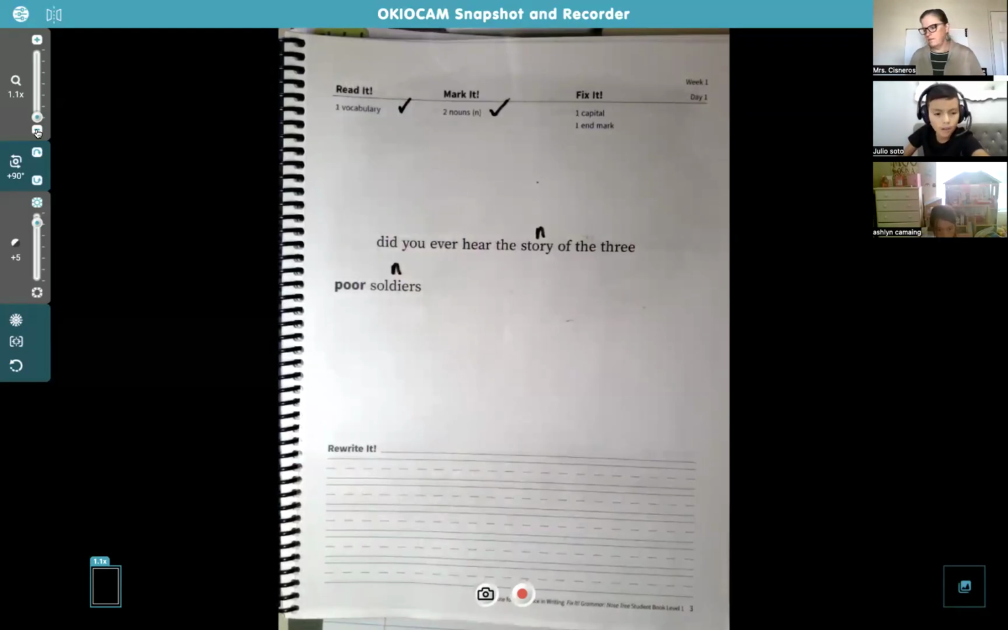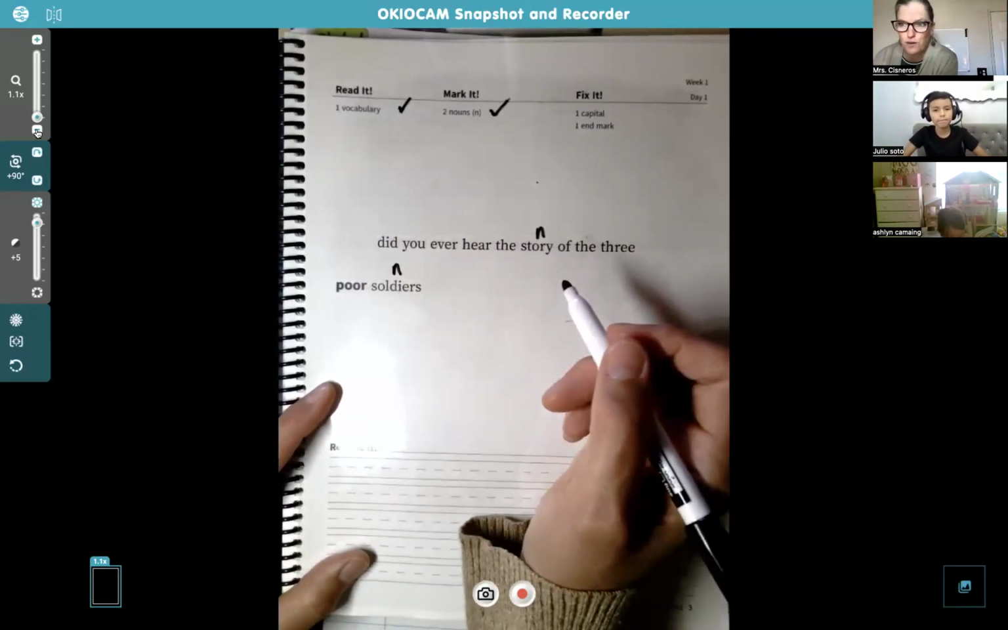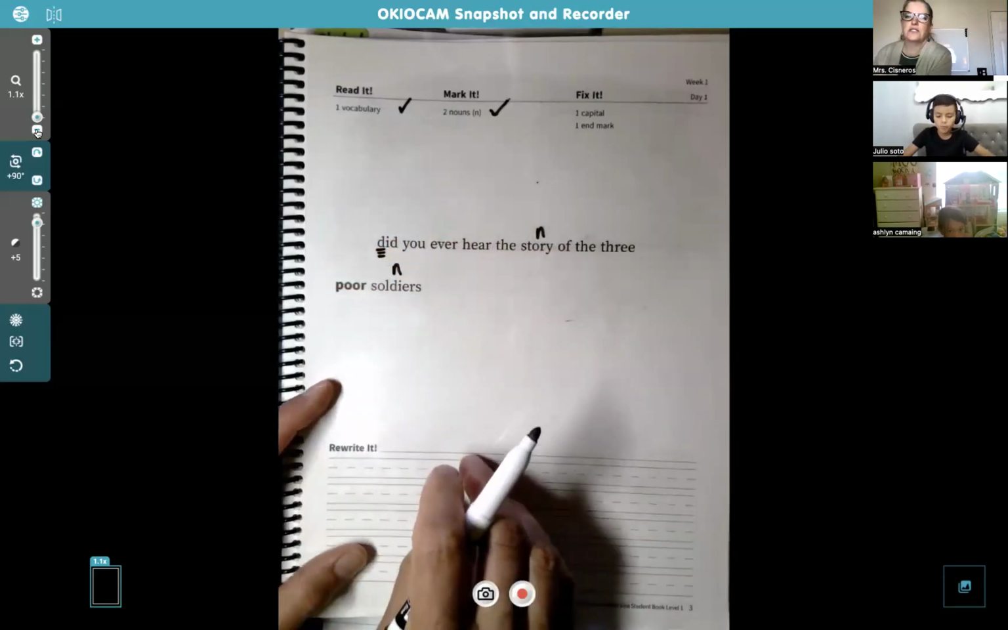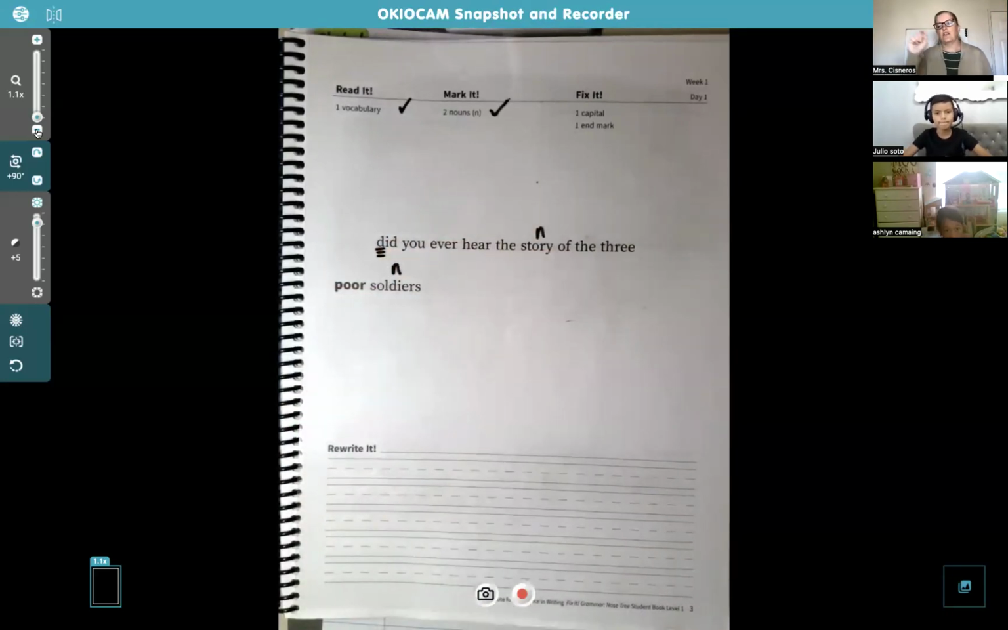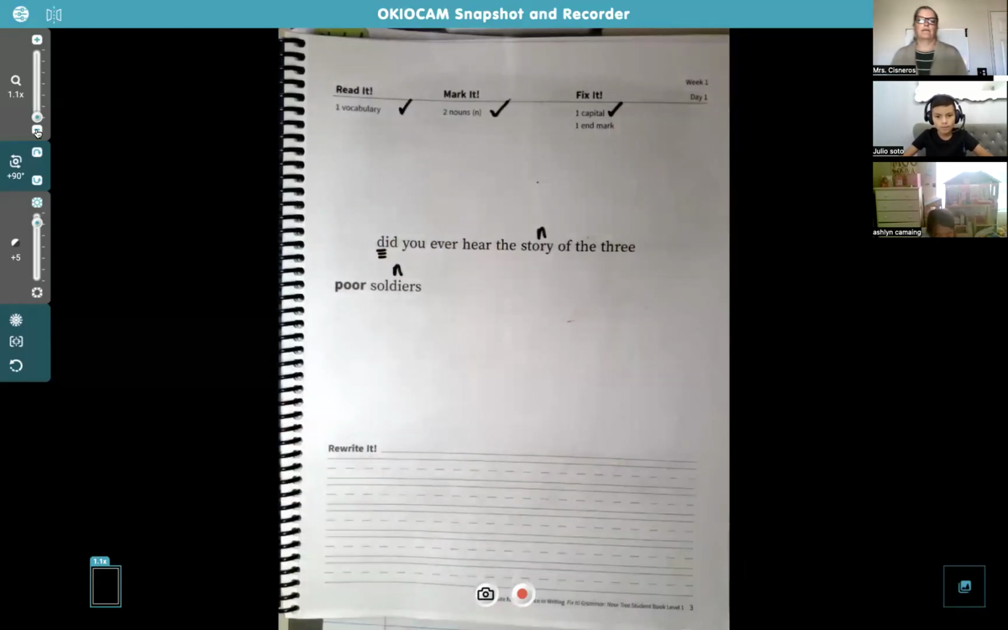Which one? The D in did. Yes, because it's the first word, right? So that needs a capital. So what we're going to do is underneath that first D in the word did, you're going to do 3 little lines like that. And that tells me that you know that should be capitalized. And that way we could put a check up there. We did that. There's one last thing, the end mark.